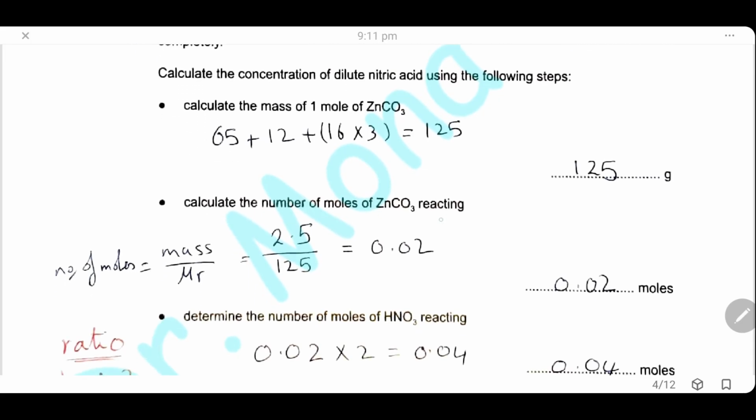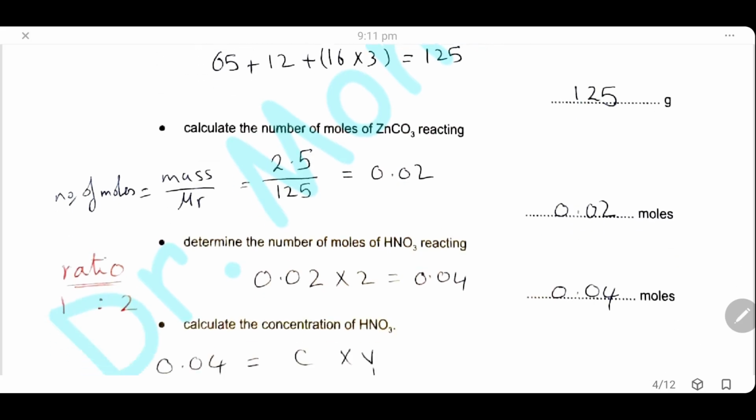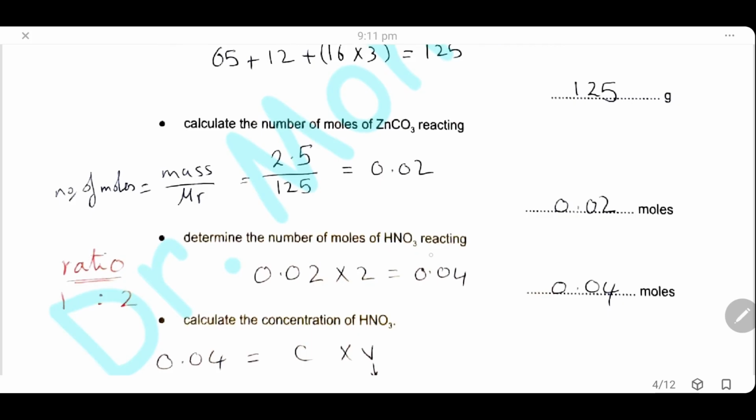Then, number of moles of zinc carbonate. We will find number of moles by dividing mass by the molar mass, 2.5 grams divided by 125. So number of moles of zinc carbonate will be 0.02. Then number of moles of nitric acid.